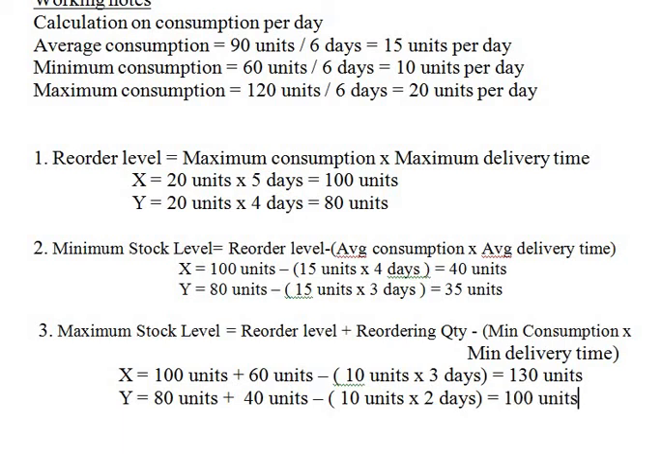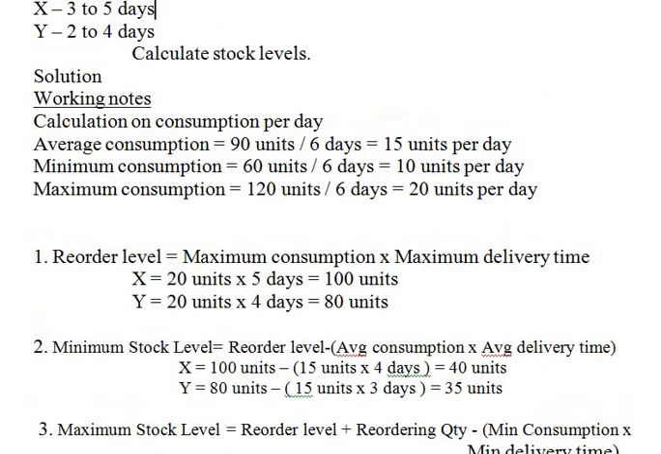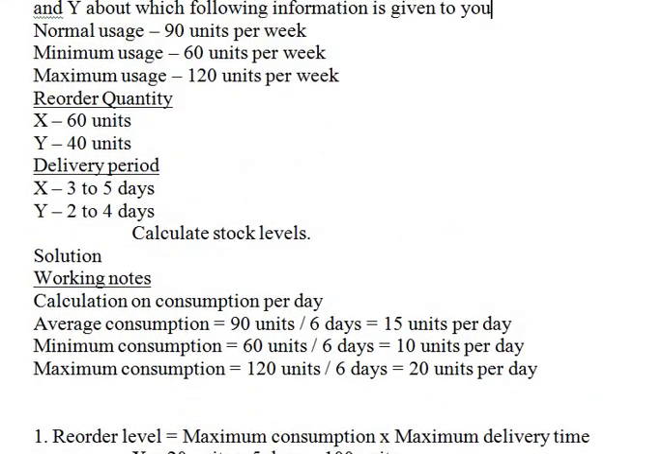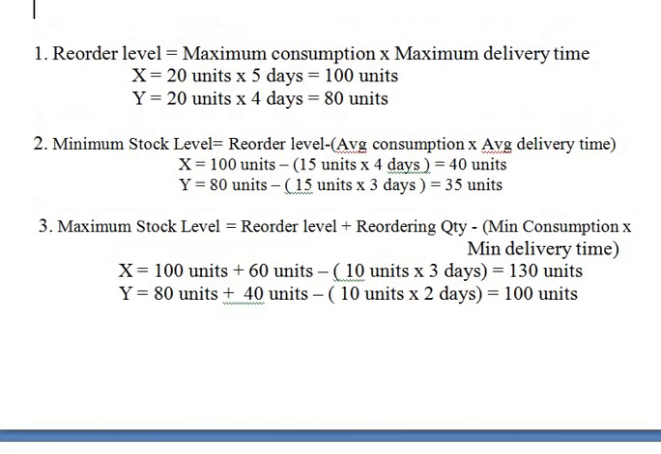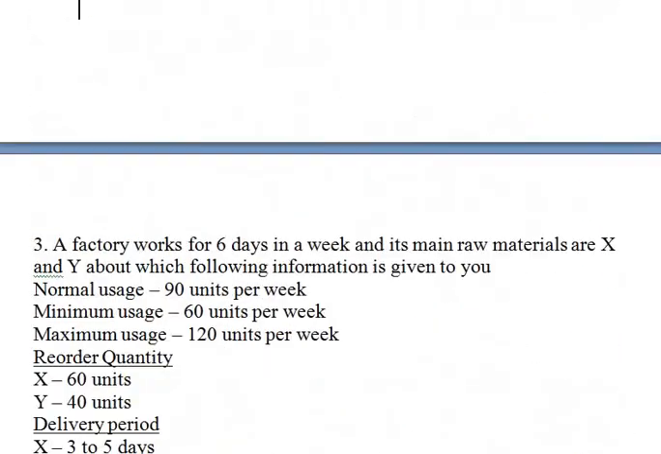So this is the problem. Why have we calculated consumption per day? Because they have given consumption in weeks, but the delivery period they have given in days, so we have converted this into days. So we have to calculate consumption per day and then start calculating the stock levels. I hope this problem is clear to you all.